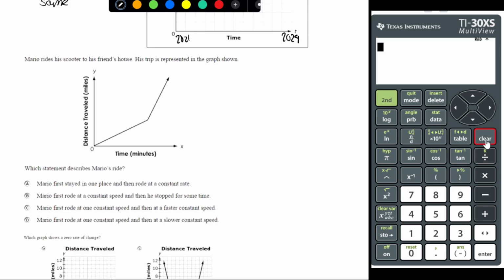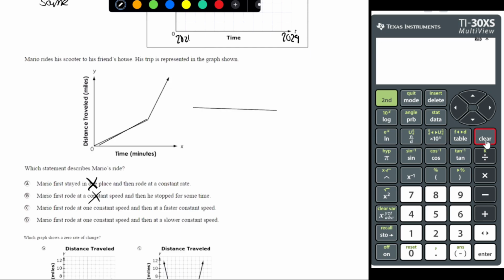So Mario first stayed in one place. Well, we can clearly see that he's traveling, right? His distance traveled is going up. So we can already eliminate that he stayed in one place. And we see that his distance traveled never hits a slope of 0. It never levels off. So we know that he never stopped. So now it's already down to he first rode at one constant speed and then at a faster one, or rode at one and then a slower one.